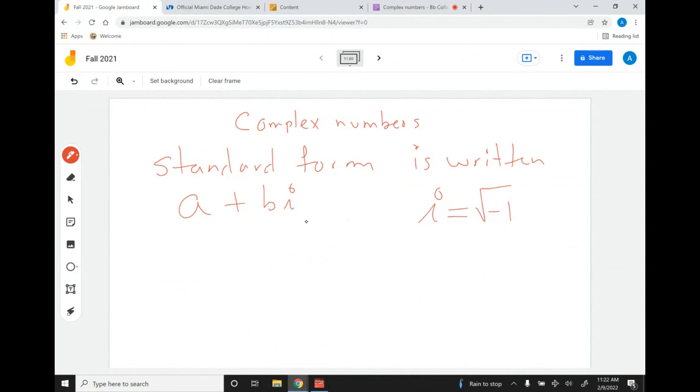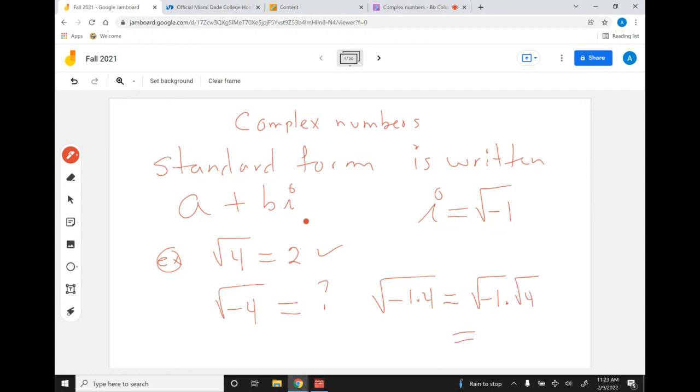Okay, so before I get to the heavy part of this section, I want to give you some examples. For instance, we know that the square root of 4 is 2. That we know. But what happens when you have the square root of -4? What is that equal to? Okay, so this is equal to the square root of -1 times 4, which is equal to the square root of -1 times the square root of 4. Now we know that whenever you see the square root of -1, that is equal to i.